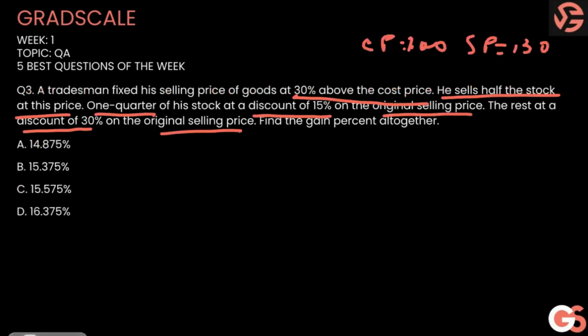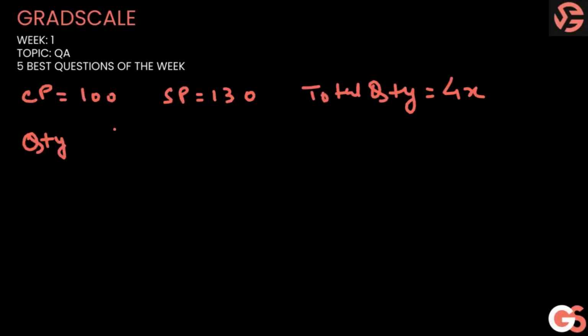So let us write it down like this. You can see that there are three kinds of transactions that are happening here. One is with half of the stock, which is being sold at the exact selling price that the tradesman has already set. The second is 1/4 of the overall stock that is being sold at a discount of 15% on the original selling price. And the third transaction is where the rest of the stock is sold at a 30% discount from the original selling price. So let us write it like this for ease of understanding and visualization.